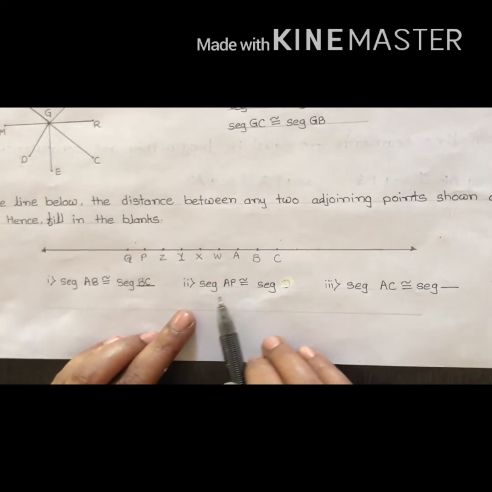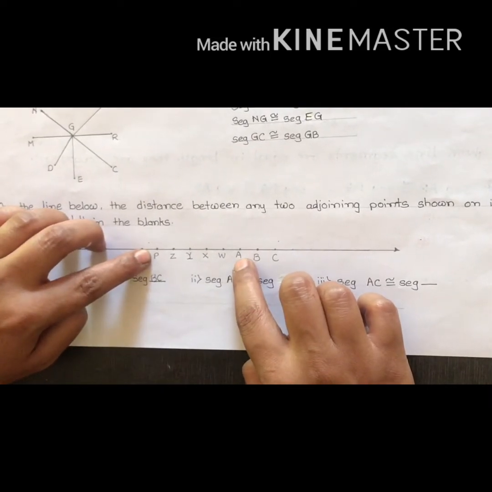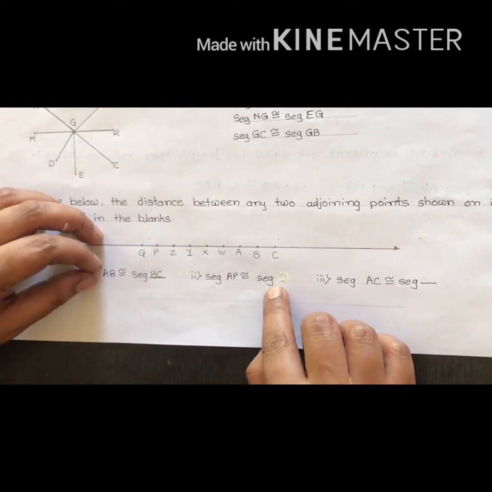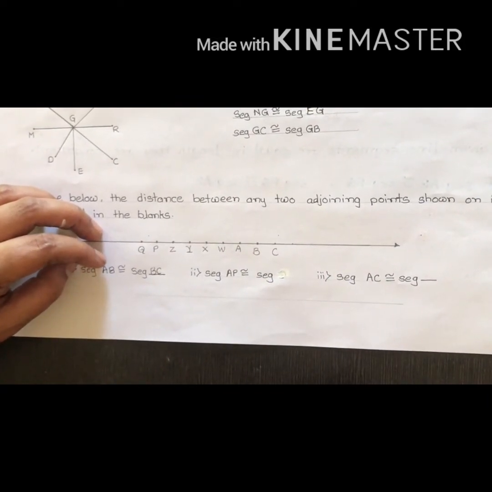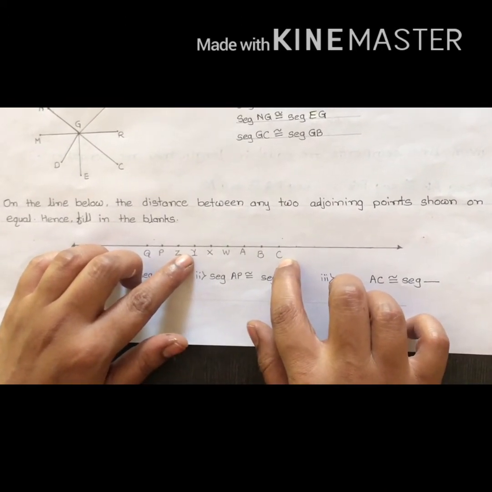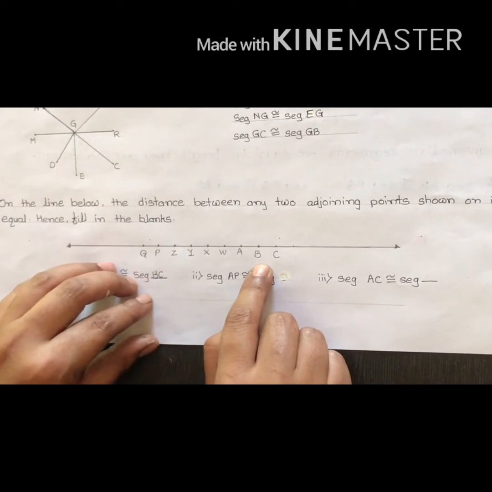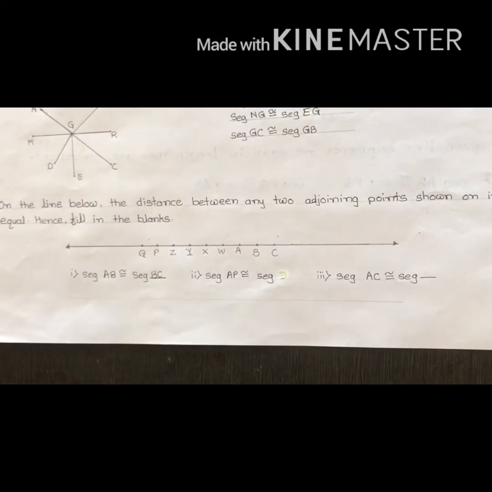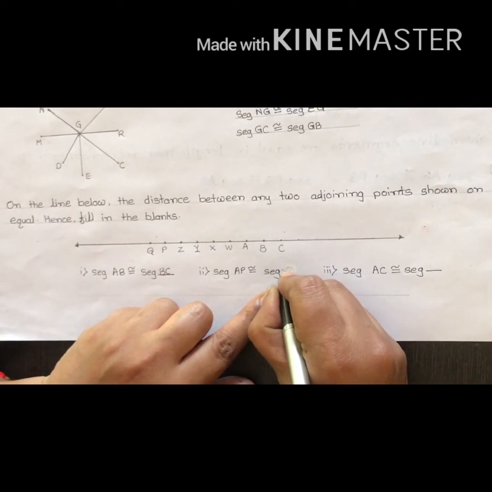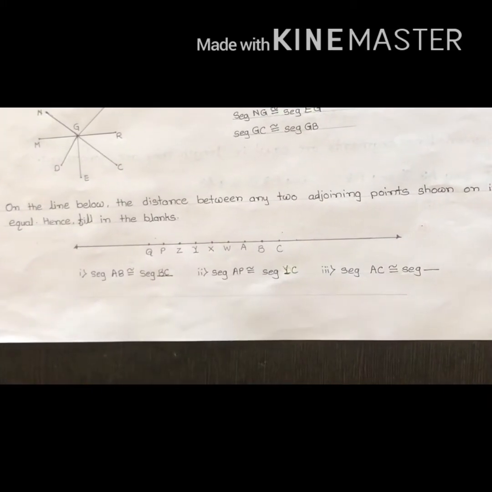Now second example, segment AP. If you observe segment AP, in between there are 4 points. So whatever congruent segment will come, in between 4 points should come. Now we will consider segment YC. Between segment YC, you can see 4 points are there. So it can be congruent to segment AP. So the answer we will write is segment AP is congruent to segment YC.